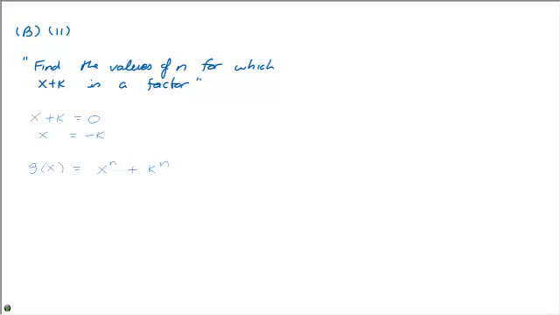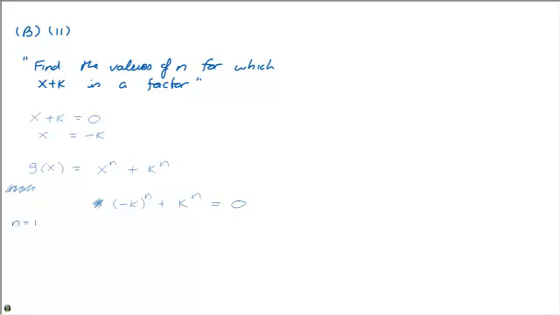So let's start with a couple of examples. Let's try n is equal to 1. Sorry, by the way, just before, x is equal to minus k, so we're going to change that x to the n to minus k to the n plus k to the n. And when I make that change, I know that the answer should be 0.